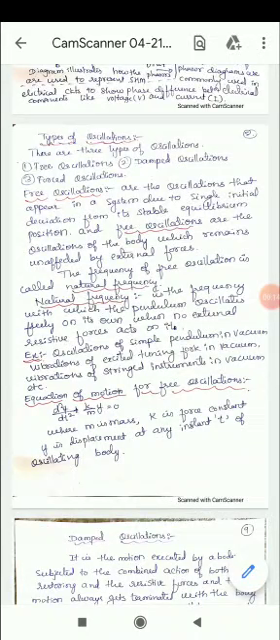So free oscillations are the oscillations that appear in a system due to a single initial deviation from the stable equilibrium position. And the free oscillations are the oscillations of the body which remain unaffected by the external forces. And the frequency of free oscillation is called the natural frequency.